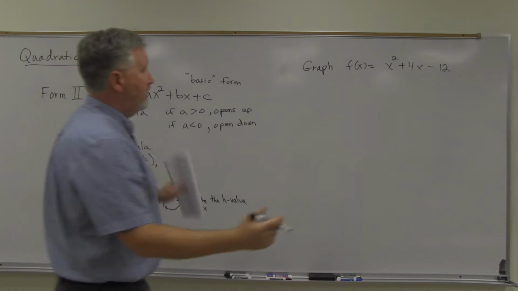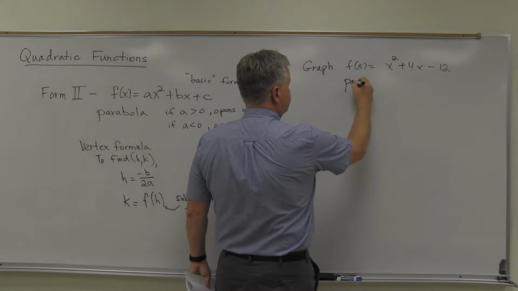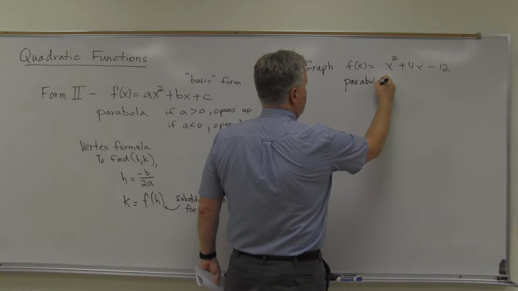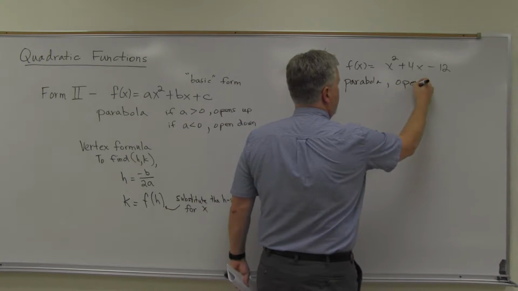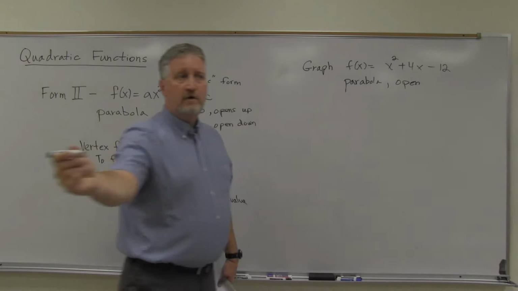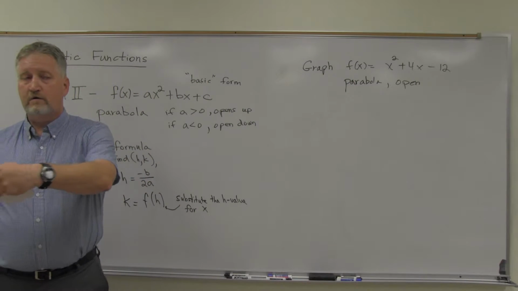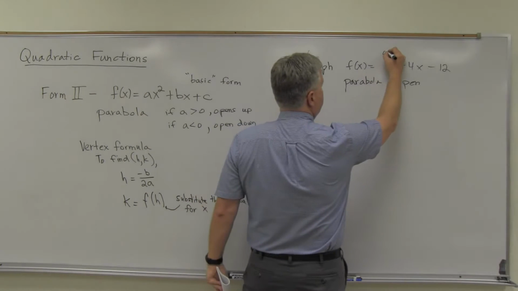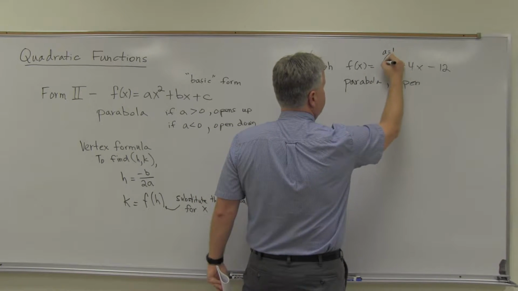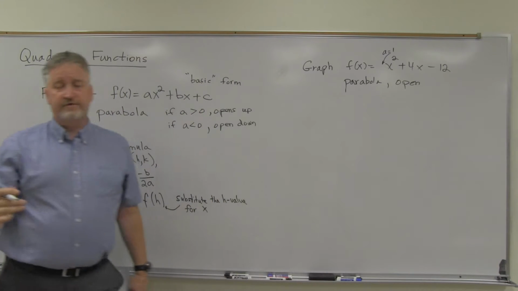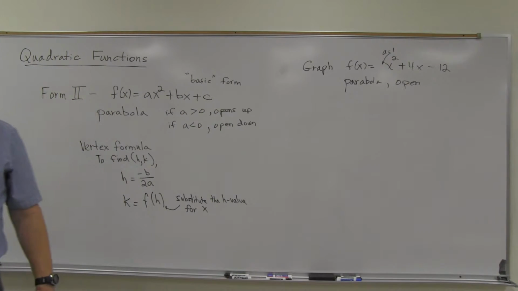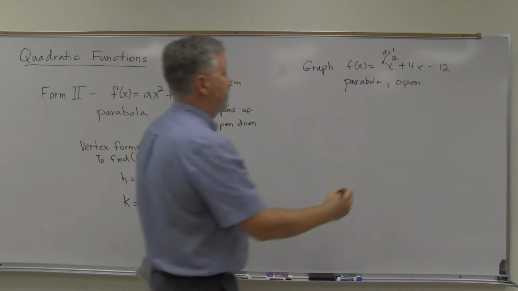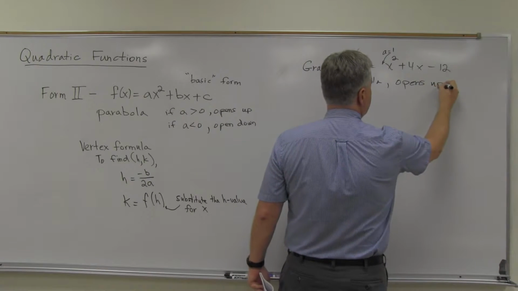It's an x squared graph, so we know it's a parabola. And in this case, how does it open? Opens up. Why? Because a is greater than 0. What's the a here? It's 1, isn't it? There's no number in front of the x squared, so it's understood to be a positive 1. And so that tells me this thing opens up.